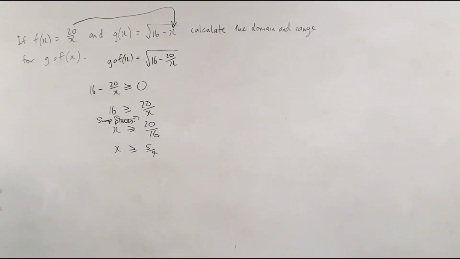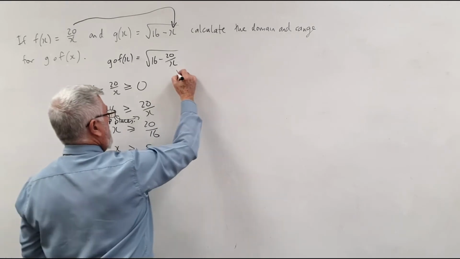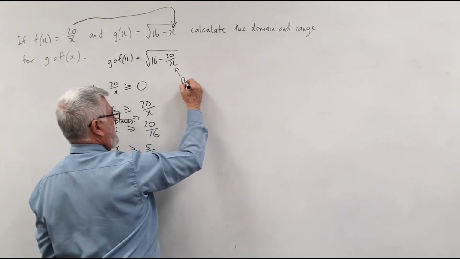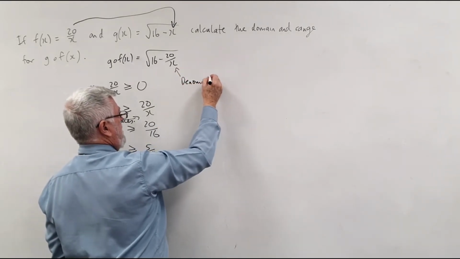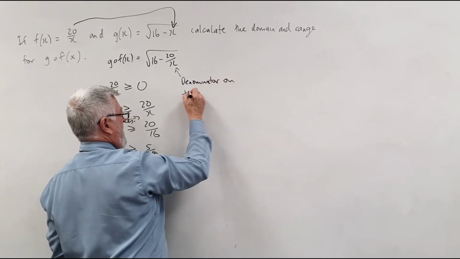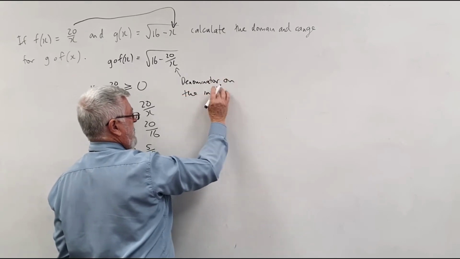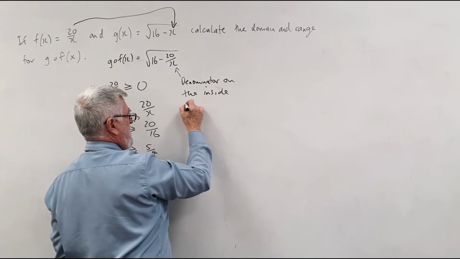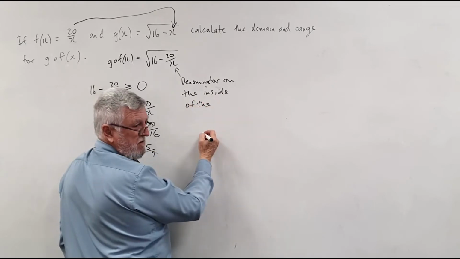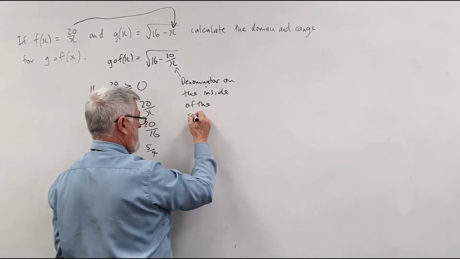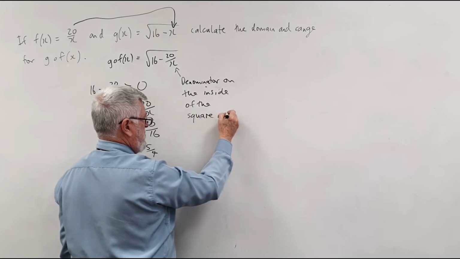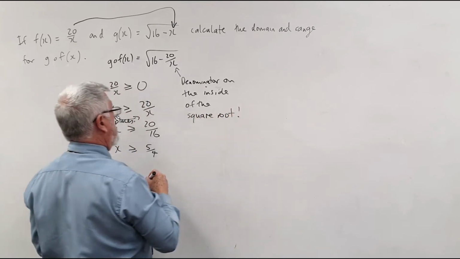Yeah? What's the big thing that makes this question different to everything else we've done like it? I'm going to write it properly. Denominator... I've been thinking of how to say this... on the inside of the square root. So what does your brain do the moment I draw that to your attention?